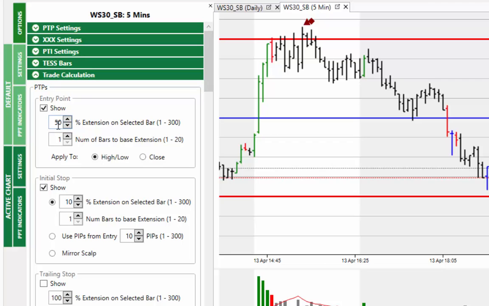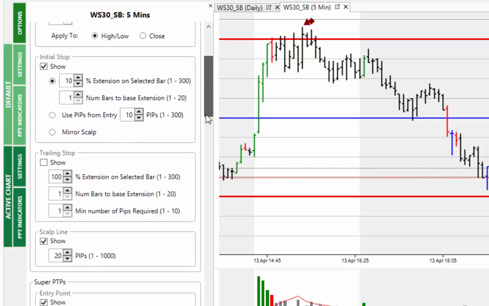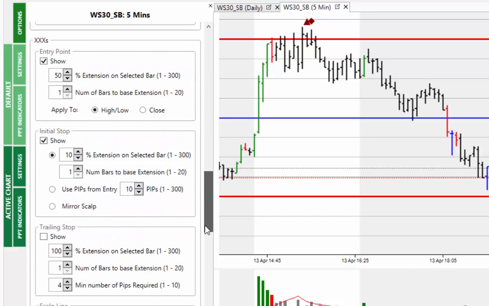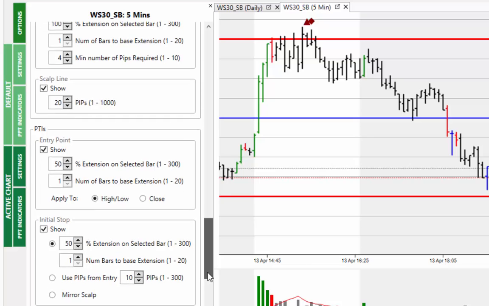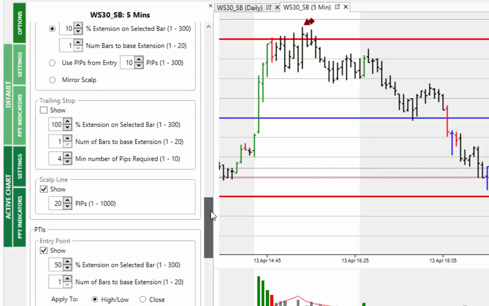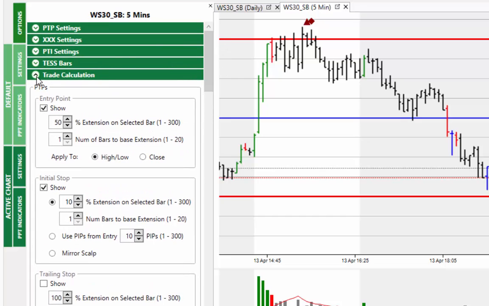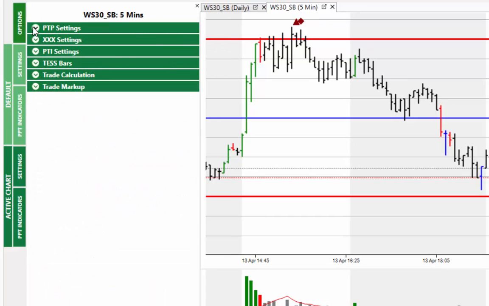PTPs are 50% entry, 10% initial stop, as is the XXX as well, which you'll see there. And then in the PTI it's 50% for the entry price and then 50% for the stop, which is where the difference is. However, that said, as I have mentioned in the Market Alert, I am experimenting at the moment by increasing the stop on the PTPs and the XXXs as well, and that seems to be working fine.